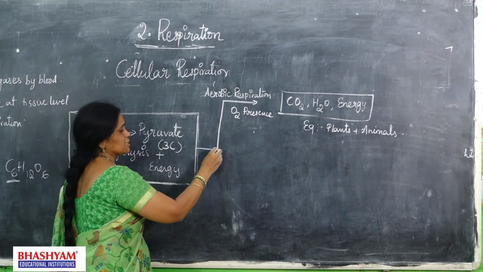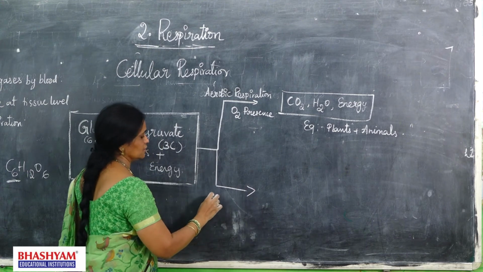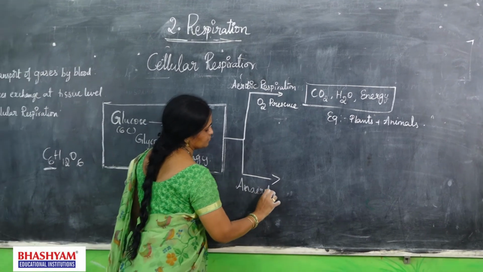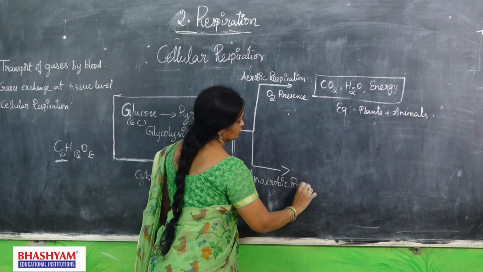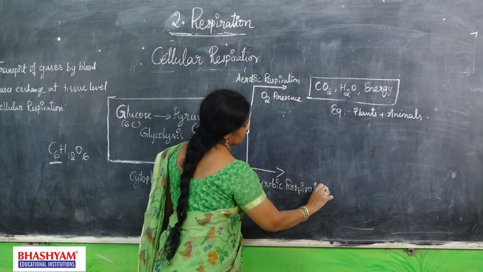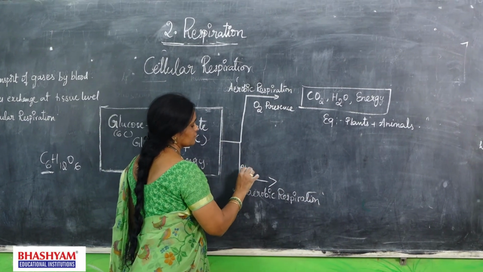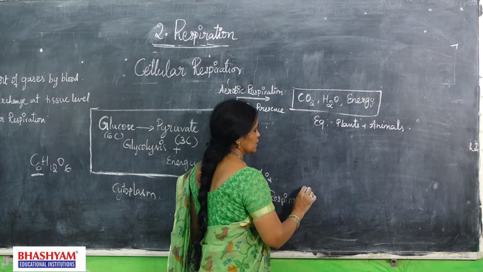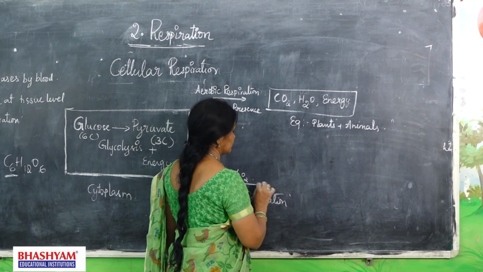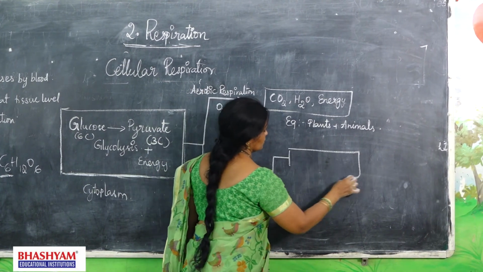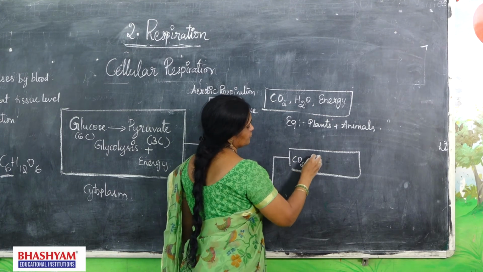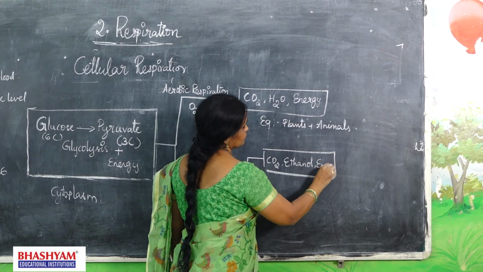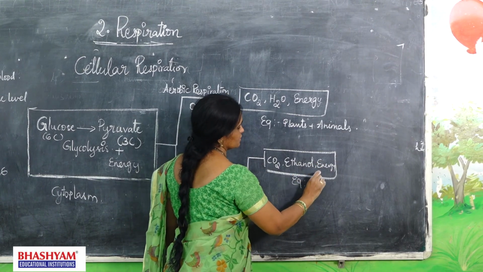In some organisms, respiration occurs in absence of oxygen. Respiration in absence of oxygen is called anaerobic respiration. In some organisms, anaerobic respiration results in formation of carbon dioxide, ethanol, and energy. An example for this is yeast cells.